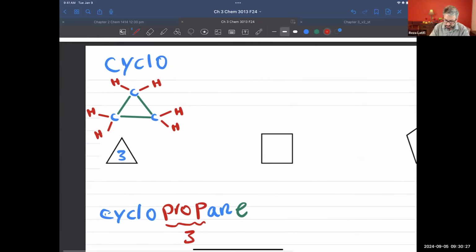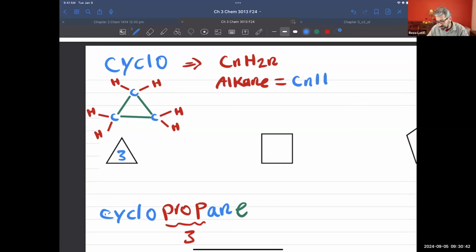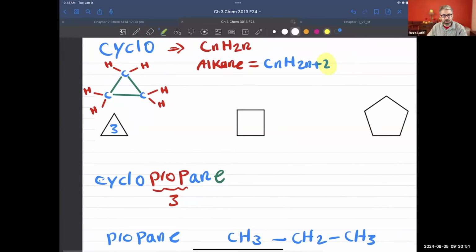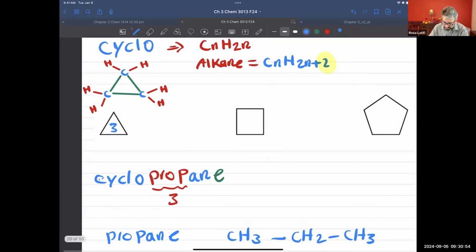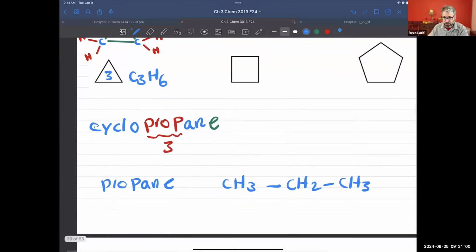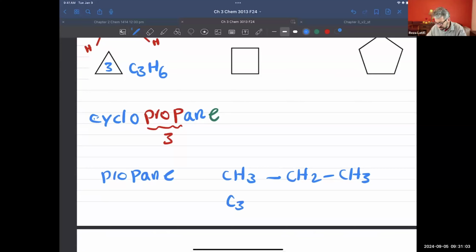So the formula for a cyclic compound will be CnH2n. Well, for alkane, the formula used to be CnH2n plus 2. This plus 2 is gone. So for cyclopropane, we're going to have C3H, 2 times 3, so it will be 6. And if you compare it with propane, which is C3H8, it has 2 more hydrogens than the cyclic compound.